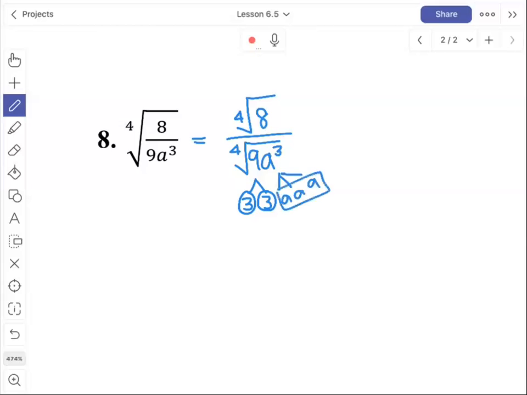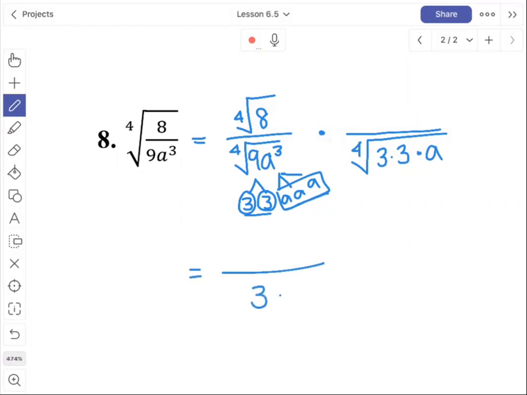So how many 3's do I need? 4 3s. So how many more 3's do I need? 2. I need 2 more 3's. Okay, how many a's do I need? 1 more. I just need 1 more. Good. So I need 2 3's. I need 1 more a, and that will allow me to take both of them out of the radical.